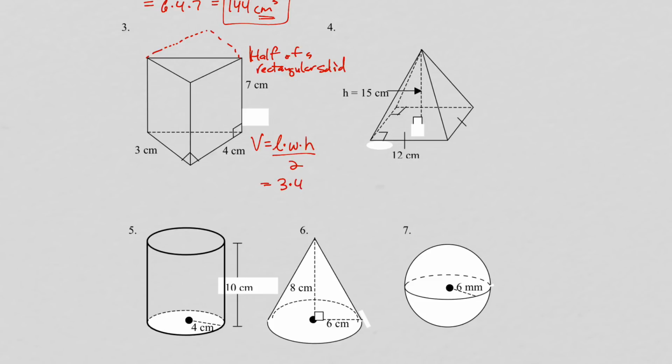So 3 times 4 times 7 divided by 2. Put that in your calculator, and you're going to get 42 centimeters to the third power. All right. Or cubic centimeters, doesn't matter.